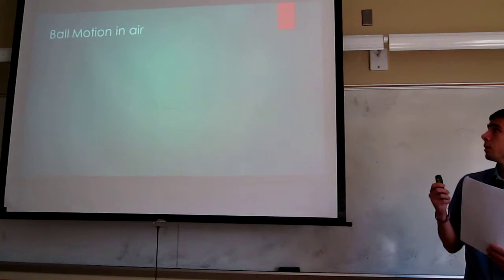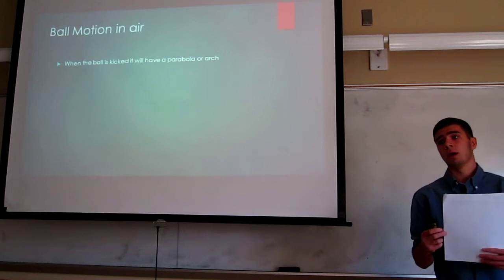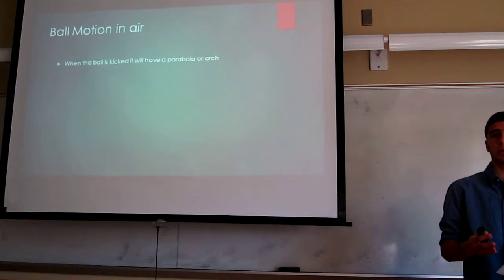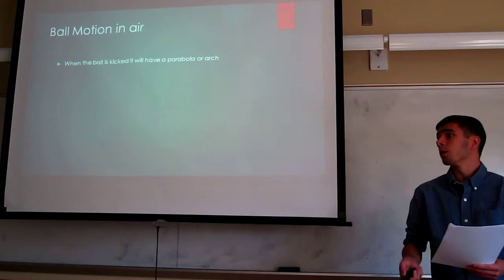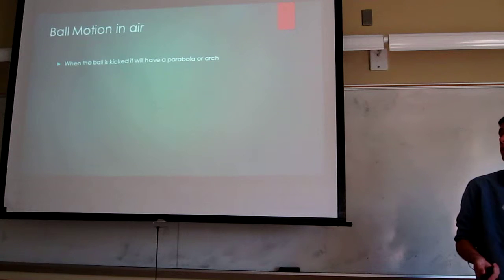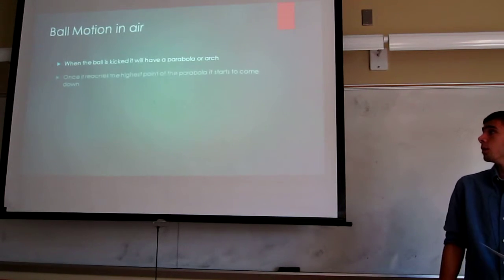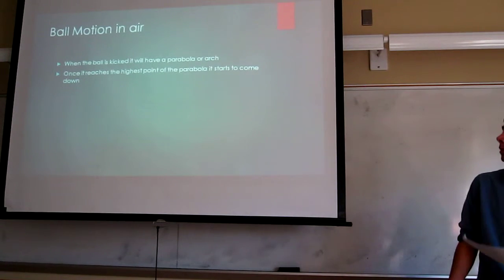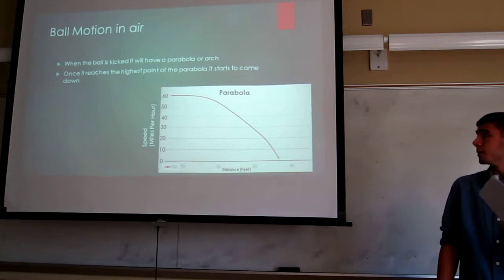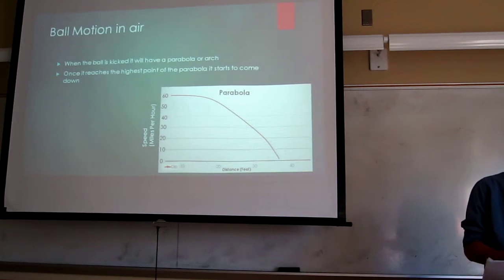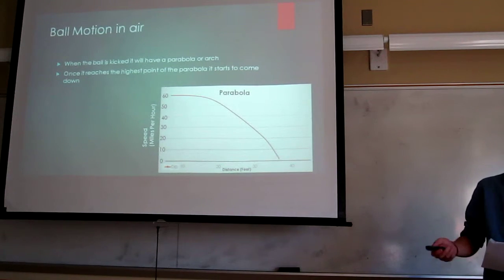Finally, there is the ball motion in the air. Now, in physics, it's considered a projectile, and when it's considered a projectile, pretty much what goes up must come down. So the ball goes up, it has to come down, and when it does that, it usually goes in a parabola or arc. Once it reaches the highest point, it has to come down, and then here's a graph. You can see on the right is the speed. So you kick it at your fastest speed, it's going to go far, but then as it starts to slow down, it's going to go less far.